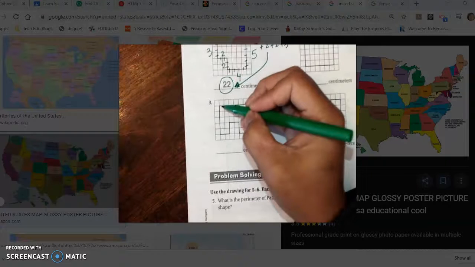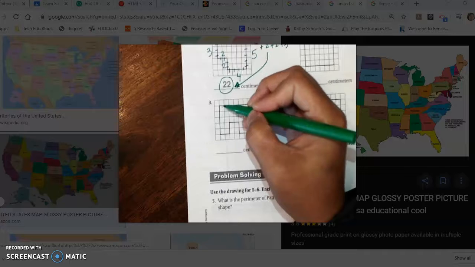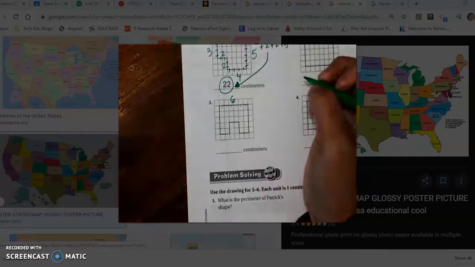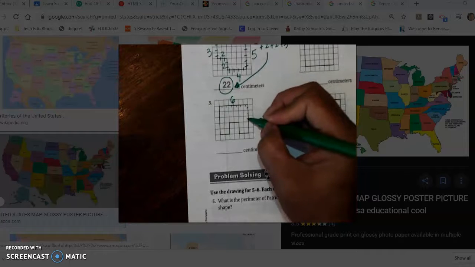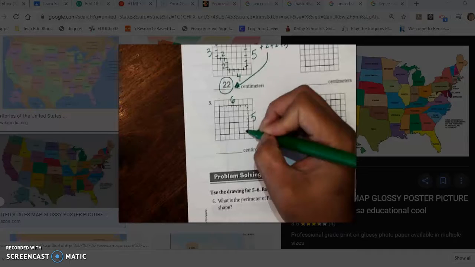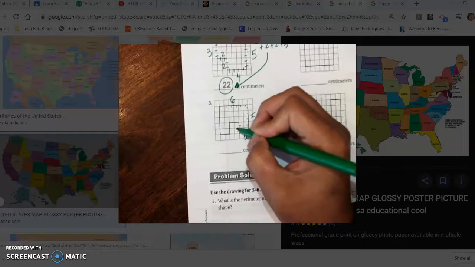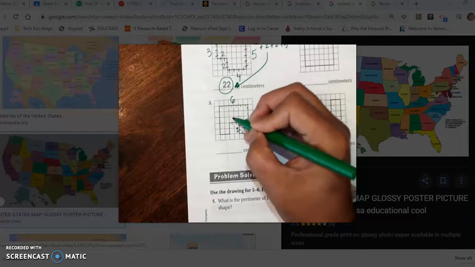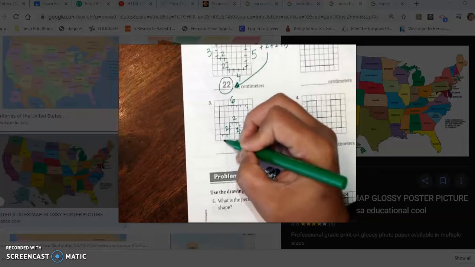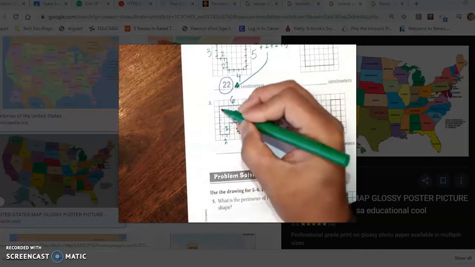So remember, each square or each unit counts as 1. So let's count up the squares. 1, 2, 3, 4, 5, 6. So the top measures to be 6. 1, 2, 3, 4, 5. The side measures out to be 5. The bottom here, 1, 2, measures out to be 2. This side right here, 1, 2. This measures out to be 2. Look at this, 1, 2. Here's another 2. There's another 2. There's 2. Let's count the squares on this side. 1, 2, 3, 4, 5.